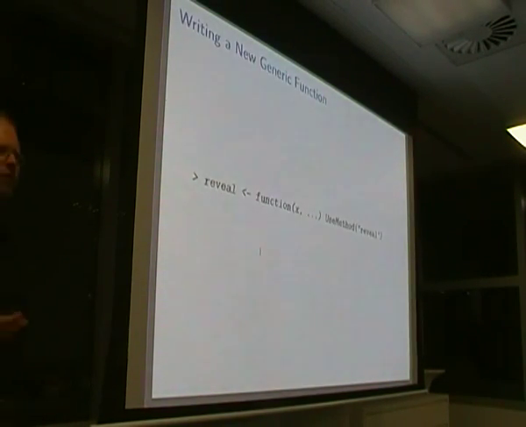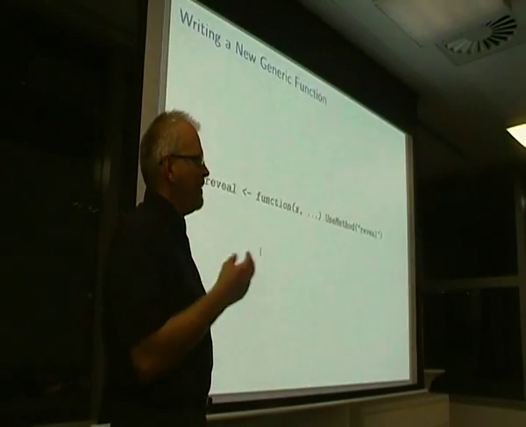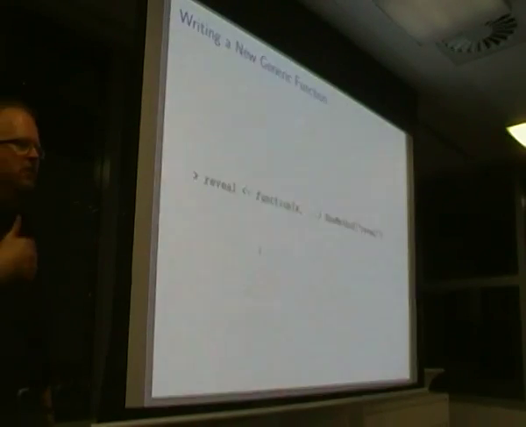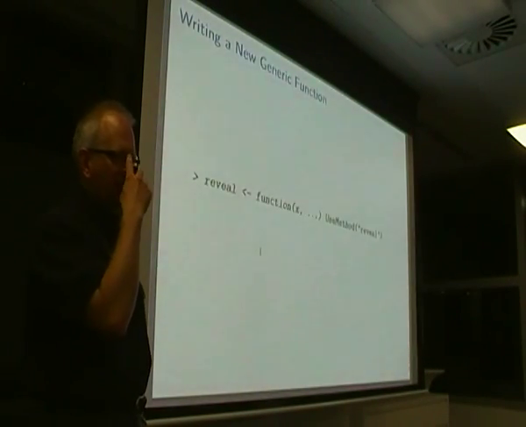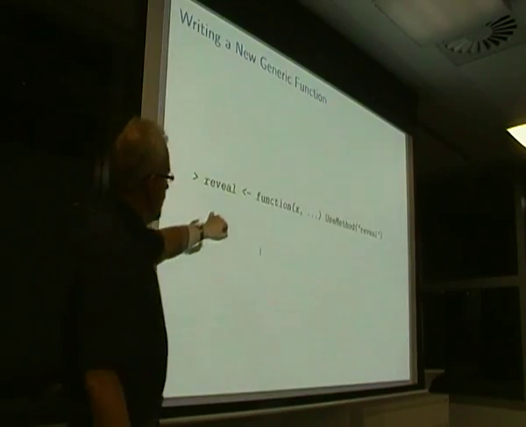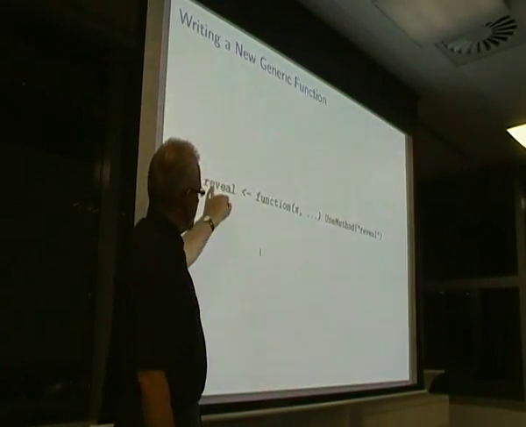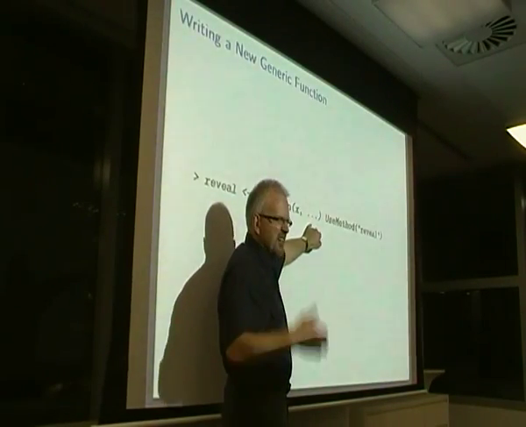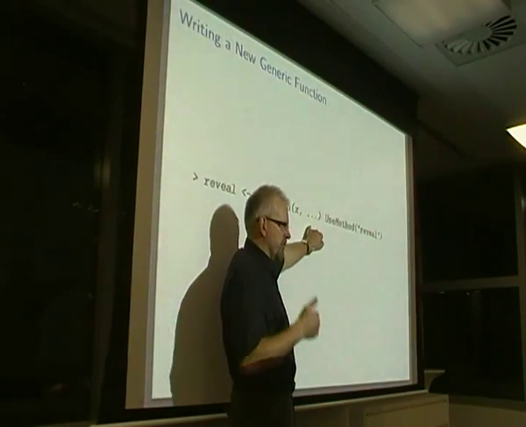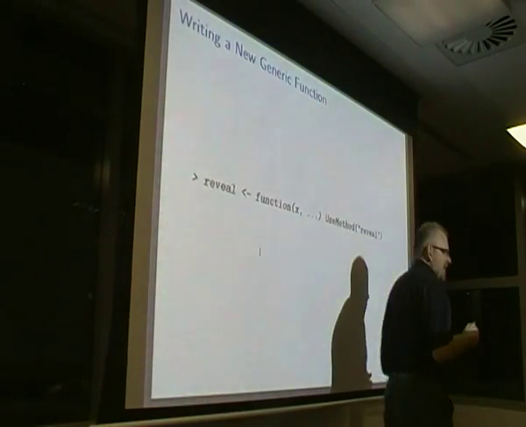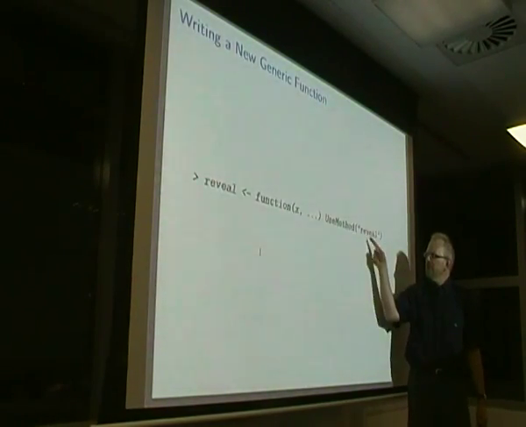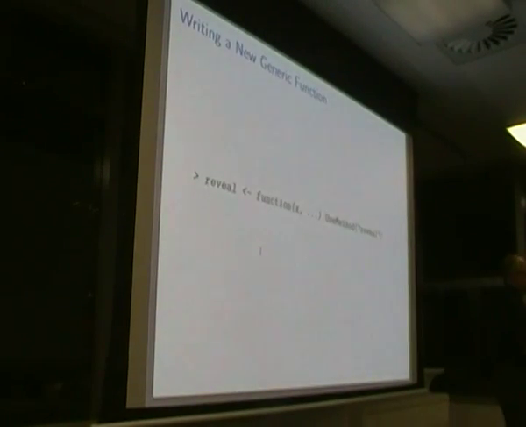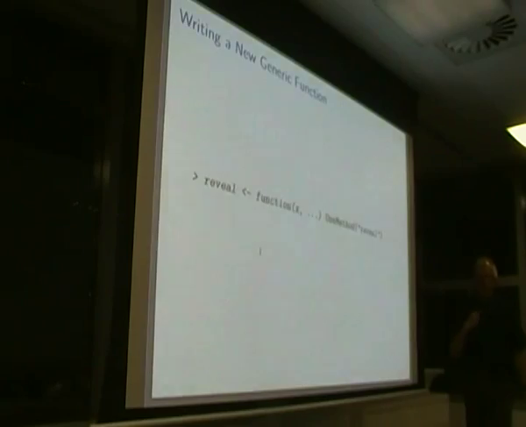What about if you want to write a new generic function? There aren't that many generic functions. There's maybe about 20 or something. What if you wanted to write a new one, which I'll do in a little while? Then all you do is you choose the name for your generic function, and you call it function of x, for example, and then you give it the 3 dots in case any of your methods you want to pass on some extra arguments, and use UseMethod reveal. That's it. That's the generic right there. You write that, you have a generic function. It's great. So easy.